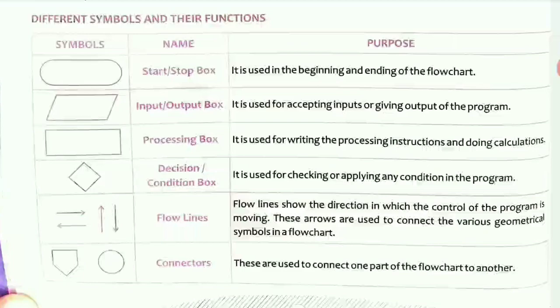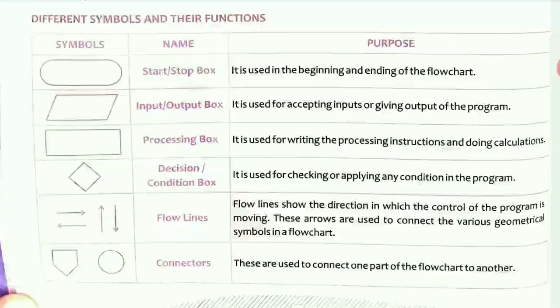So these symbols are: the first one is the start/stop box, and it is used in the beginning and ending of the flowchart, and this is an oval. And the second one is the input/output box, and it is a parallelogram. It is used for accepting inputs or giving output of the program.